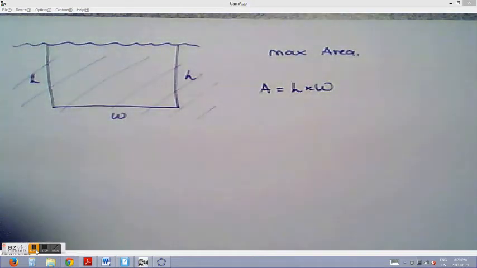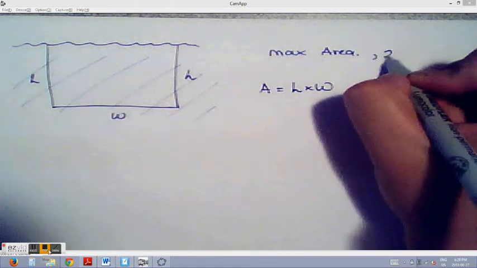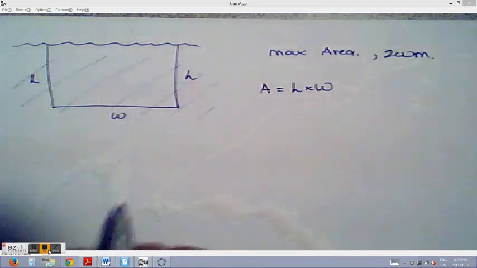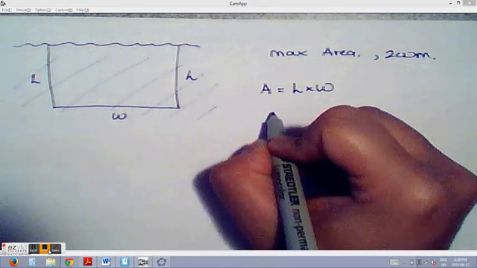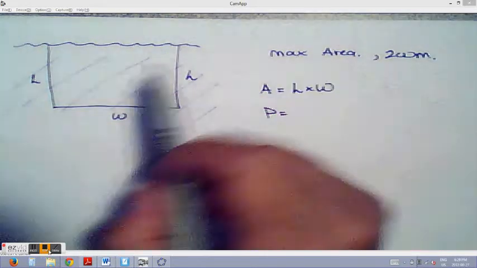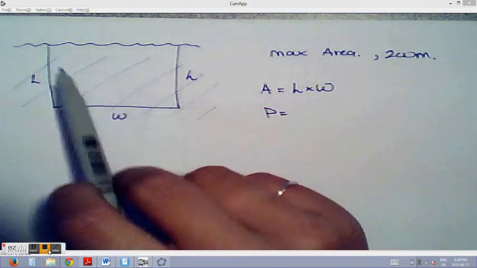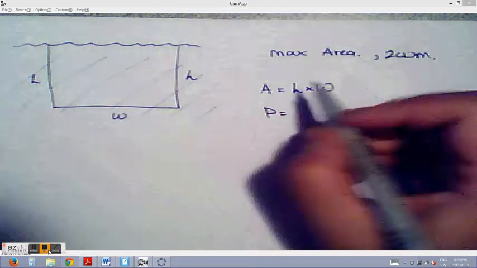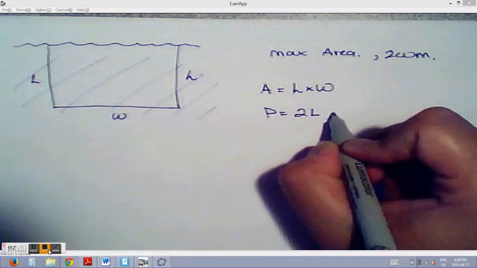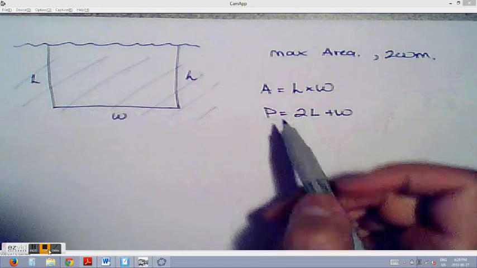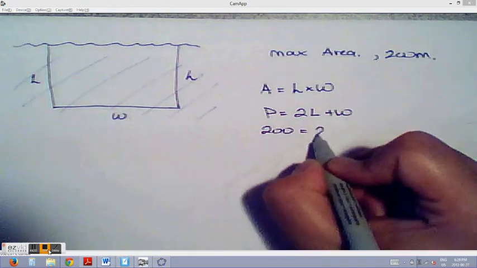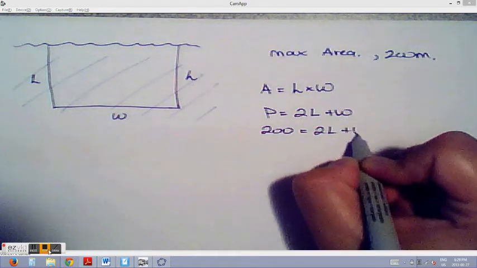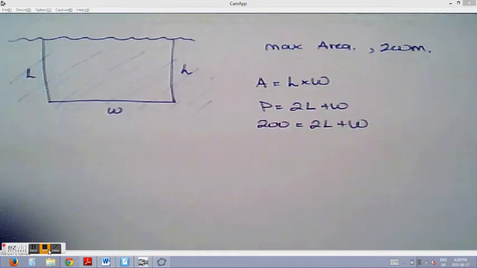Well, we're also given 200 meters of rope. So that means that we have the perimeter. The perimeter is equal to, in this case, only 2 lengths and 1 width. So perimeter is equal to 2 lengths plus 1 width. But we know that the perimeter is equal to 200, so we can simply replace P with 200. Now we have two equations that are going to help us.